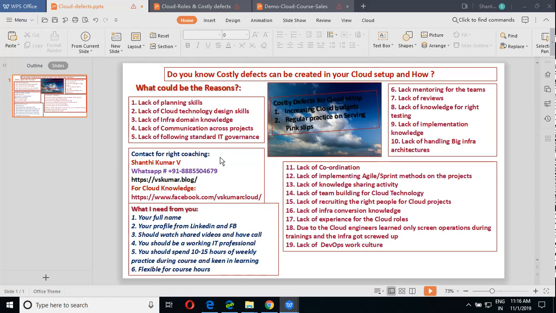Next, what I need from you is your full name and your profile from LinkedIn and Facebook, because a lot of fake IDs are getting created on Facebook and LinkedIn also. Your profile should be reliable, and trusted parties should be there on both sides, myself and you. You can connect with me on LinkedIn. When you Google it, you will get the top link, my LinkedIn profile. You can connect from there, watch the shared videos, and have a call. You should be a working IT professional. You should spend 10 to 15 hours of weekly practice during the course, be keen in learning, and be flexible for course hours.